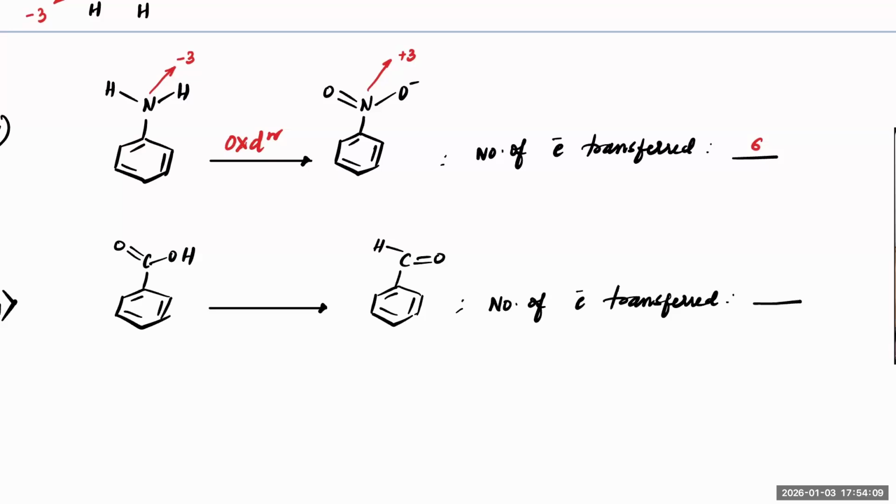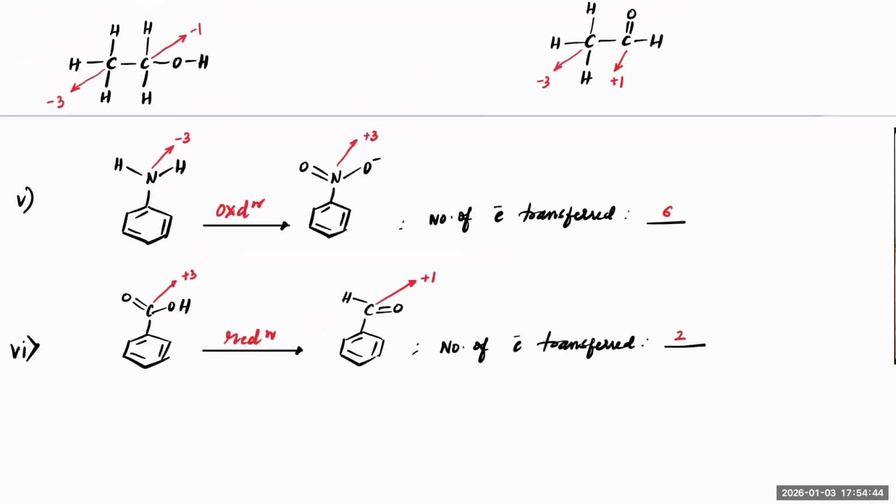Clear? Next one. What about this carbon now? +3. Very good. What about this carbon now? +3. Check again. We have double bond O, loss here, gain here once. So +1. +1, na beta. Yes. So how many electrons transferred? 2. Again, is this oxidation or reduction? This is a reduction. Correct. Done? Yes.